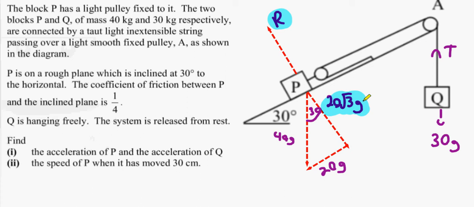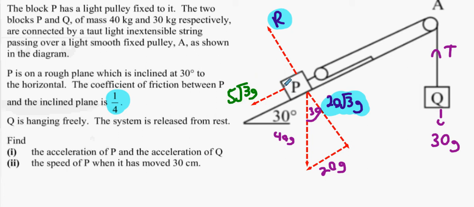And then following that, we have to get friction, don't we? What's friction going to be? A quarter of your 20 root 3g. What will that be? 5 root 3g, going to the left, okay?